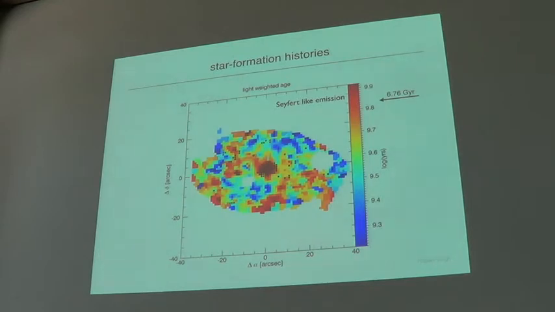This is again the same galaxy, and you see in the center where the Seyfert-like emission comes from, you have the oldest stars. Then the LINER-like emission comes from regions which are on average 4.5 gigayears old, and the rest, the star formation, comes from regions which are younger, of course.